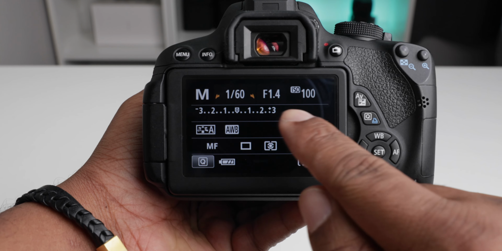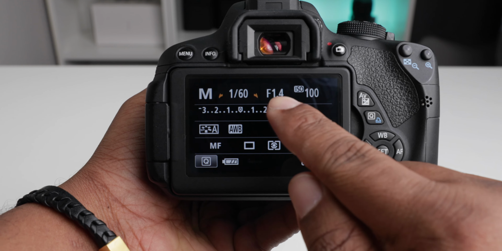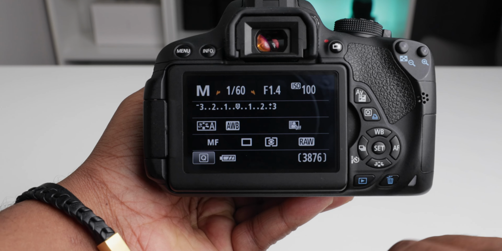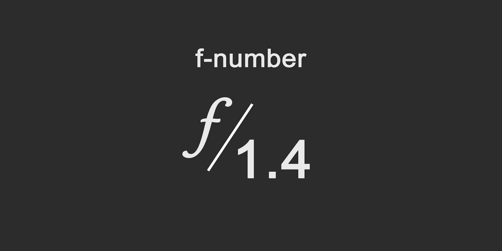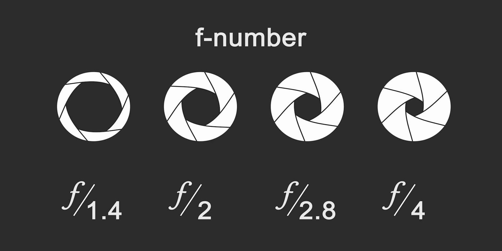You will notice a number with an F in front of it. This number represents the position of your aperture. Now this number can be a bit confusing at first, and that's because it kind of works backwards. But don't freak out just yet. Allow me to elaborate. A bigger F number is a smaller aperture, and a smaller F number is a larger aperture.